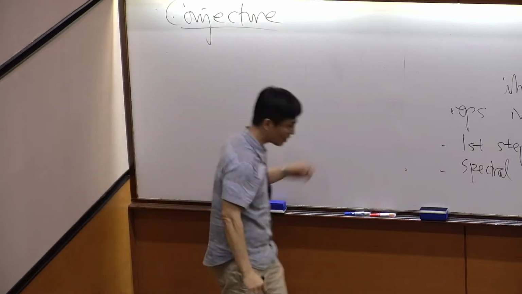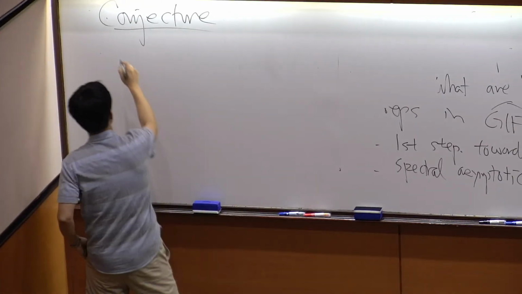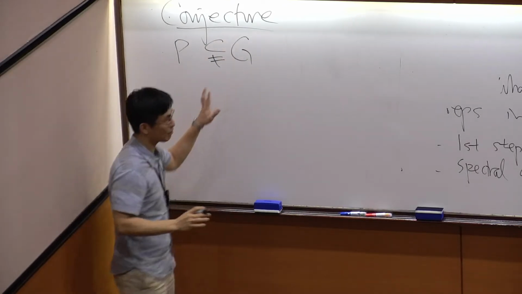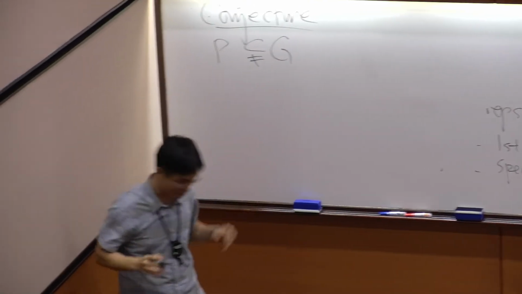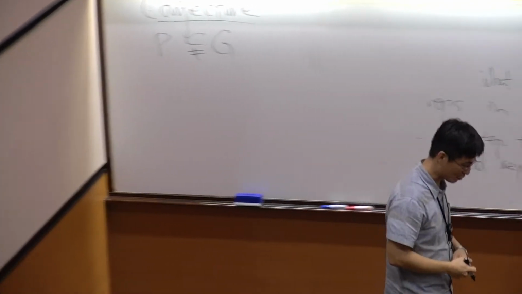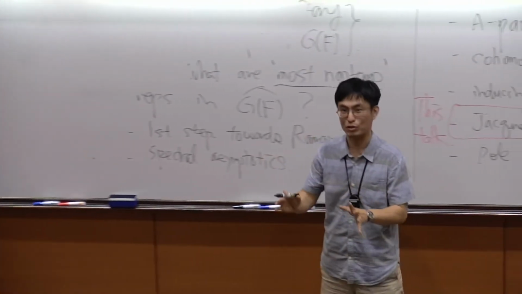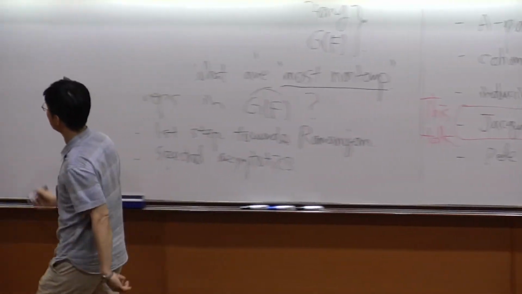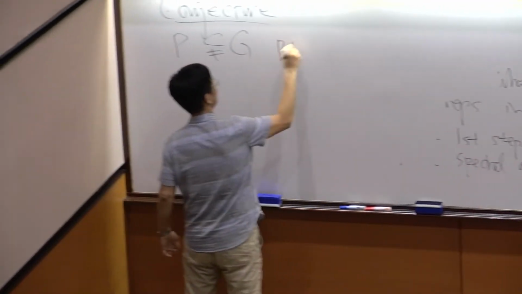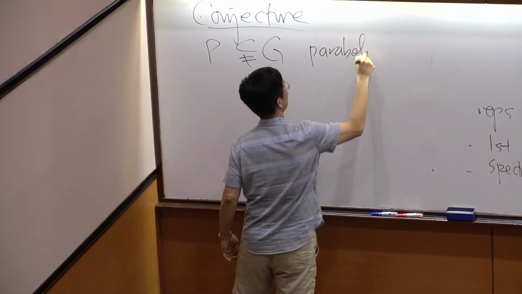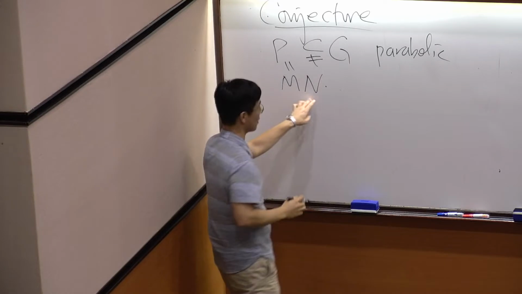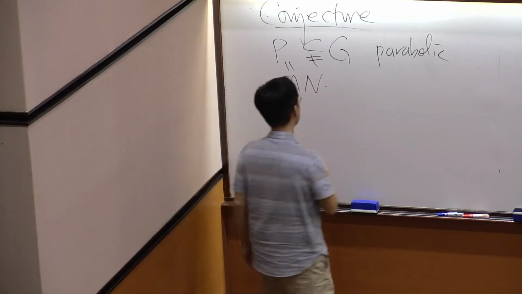So to formulate this, I'll introduce some notation. So P is, and I'll often write G for G of F. Maybe that's a standard abuse of notation. And also unitary would also mean unitarizable smooth representations. Okay, so P is a proper parabolic, and there's a Levi decomposition. M is the Levi, N is the unipotent radical.